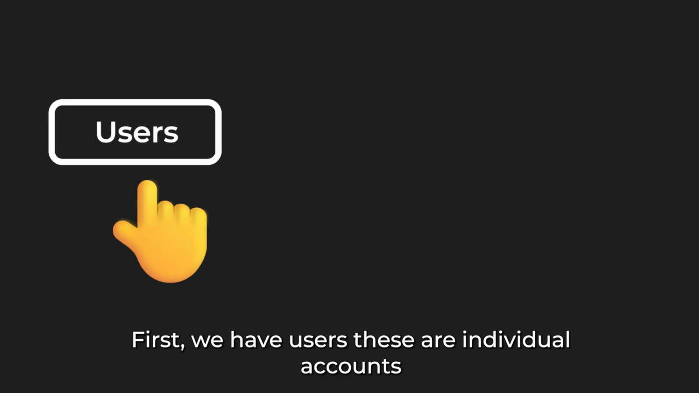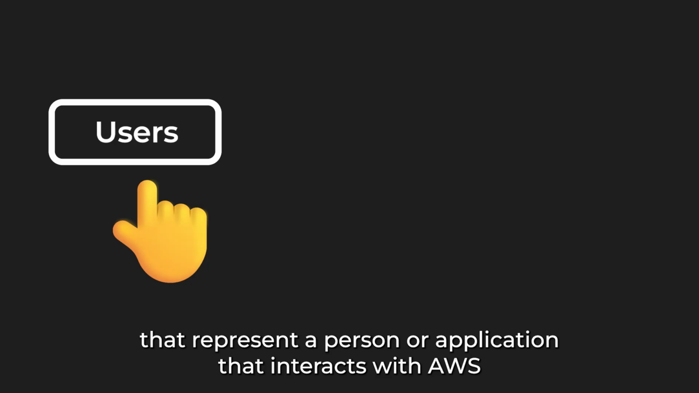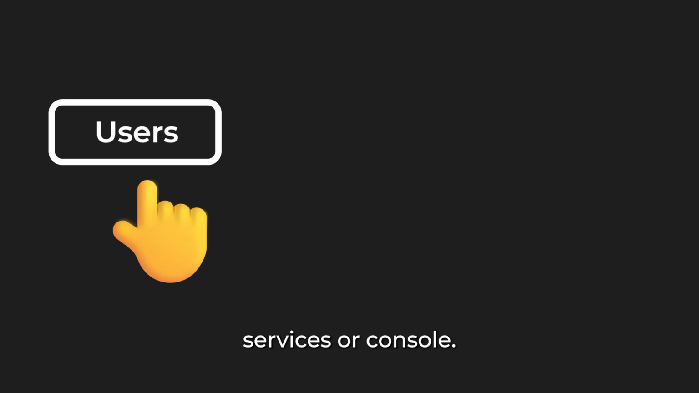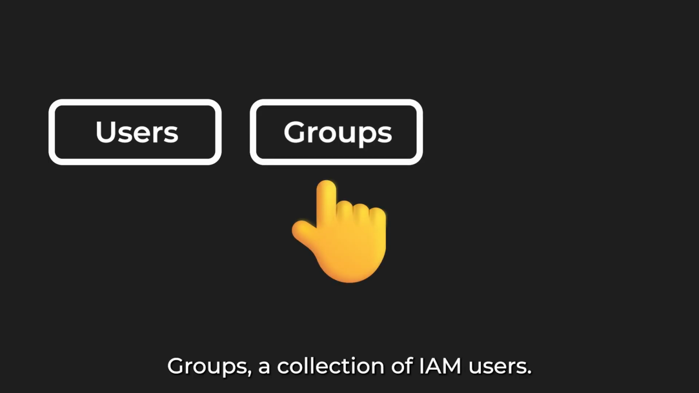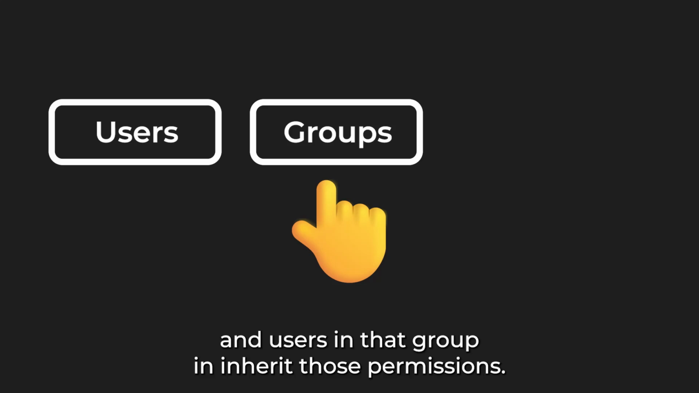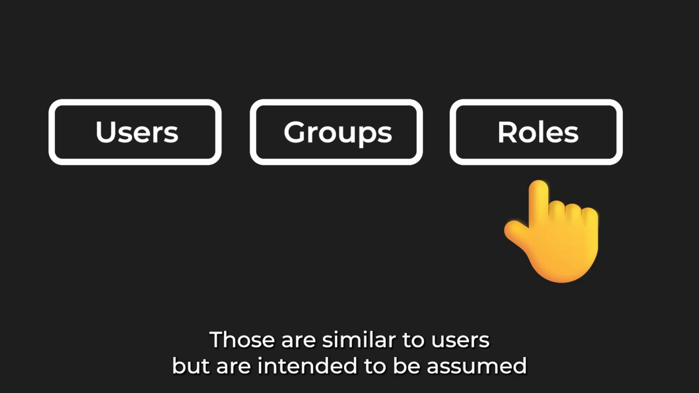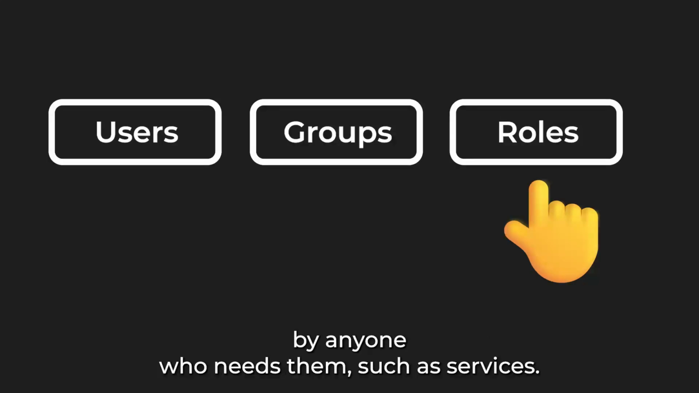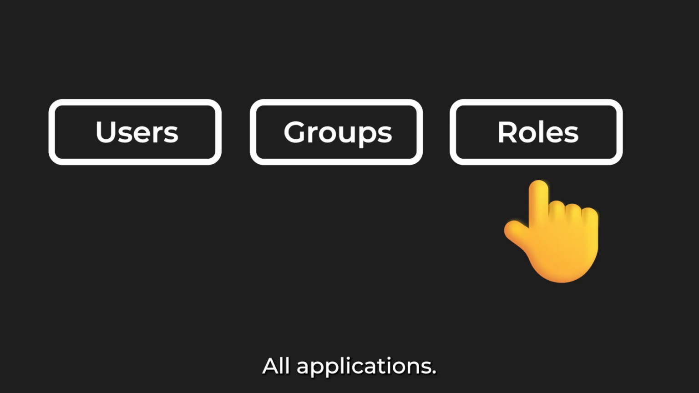First, we have users. These are individual accounts that represent a person or application that interacts with AWS services or console. Groups: a collection of IAM users. You can assign permissions to a group, and users in that group inherit those permissions. Next, we have roles. Roles are similar to users but are intended to be assumed by anyone who needs them, such as AWS services or applications.